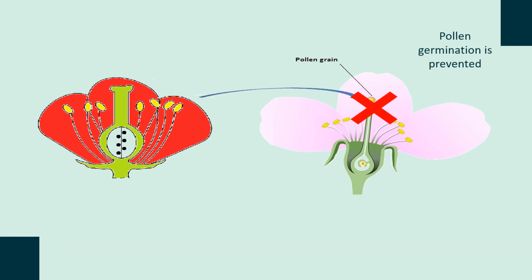As you can see here in this example, the two flowers are of different species. So when pollen grains from a flower of certain species land onto the flower of another species, there is incompatibility of pollen grain. So there is no pollen-pistil interaction. Pollen is prevented from getting germinated and there won't be any fertilization taking place.